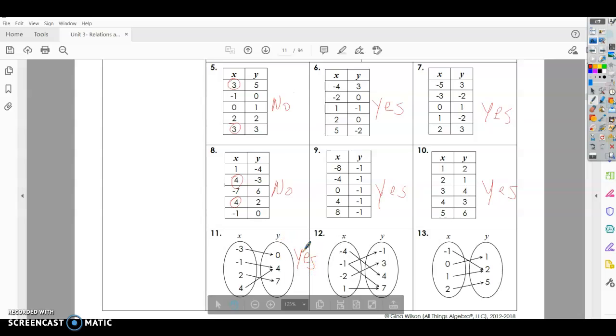And number 12, negative 4 goes to 4, negative 1 goes to negative 1 and 7. Because that maps to two different numbers, that one is not a function, so no. Negative 1, 0, 1, 2, yes, that one is a function.